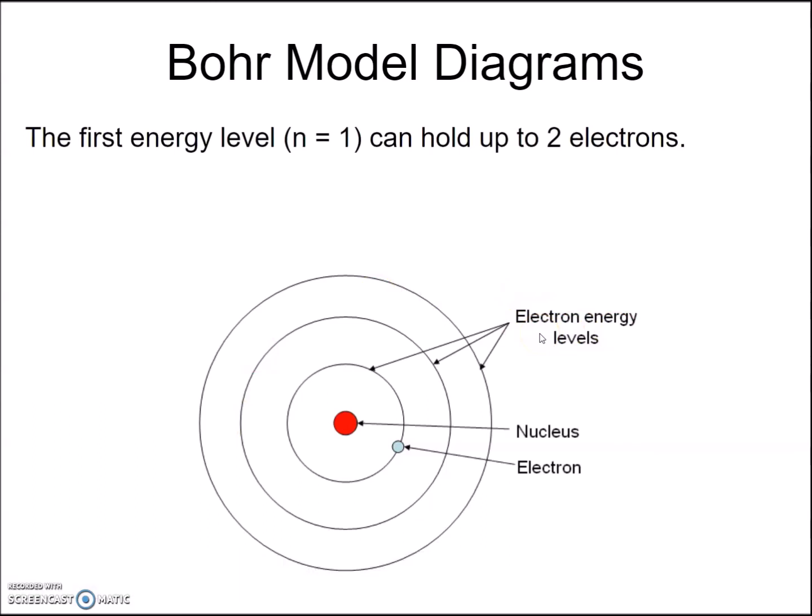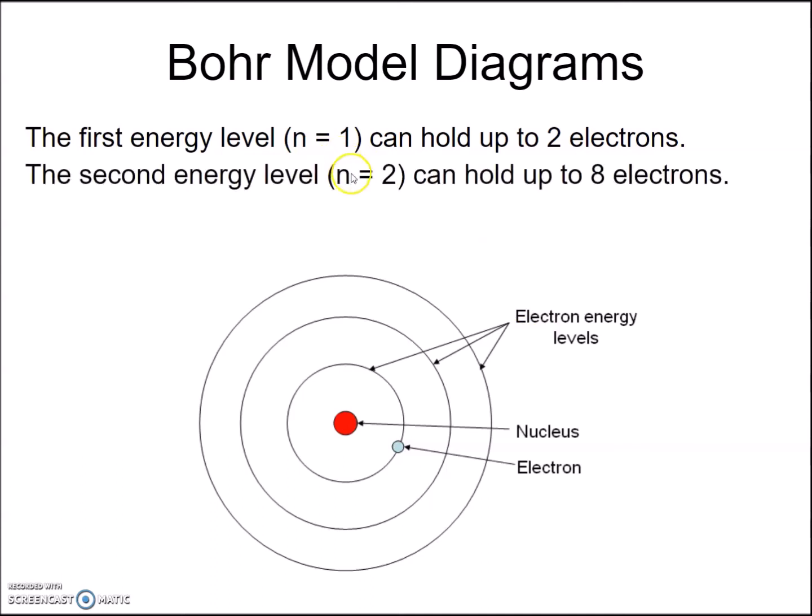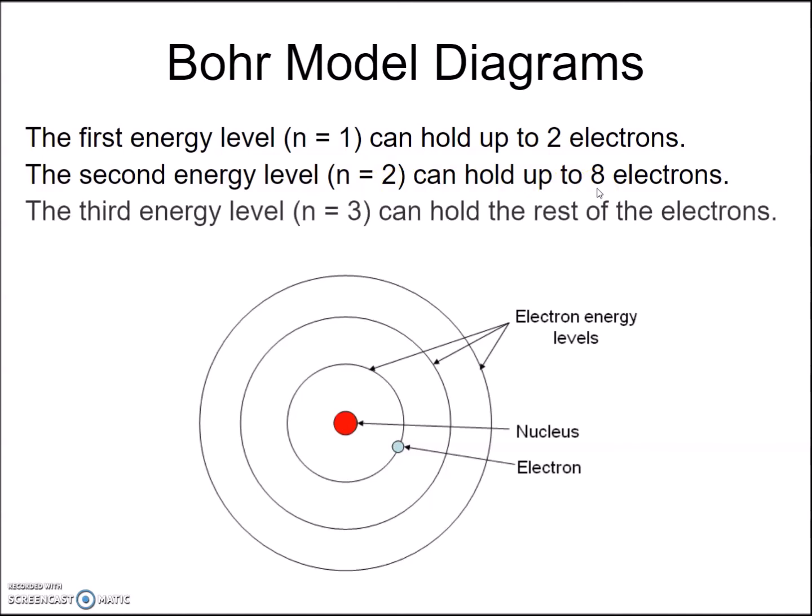Here's an important rule. The first energy level, the first ring around the nucleus, which we label n equals 1, can only hold up to 2 electrons and no more. The second energy level, which we label n equals 2, can only hold up to 8 electrons, no more. And the third energy level, n equals 3, is going to hold the rest of all the other electrons.